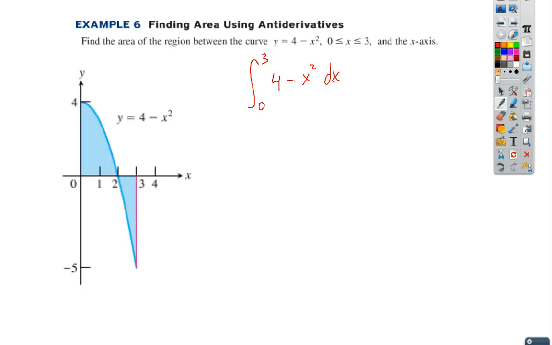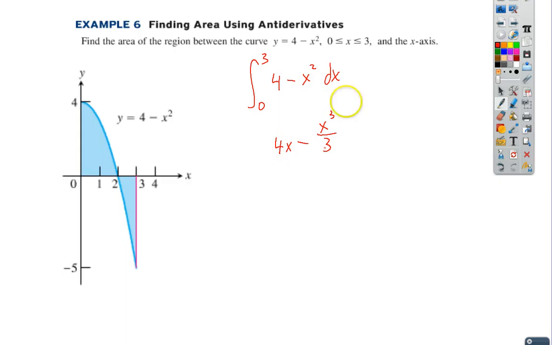I look at 4, and I say, what function when I take the derivative gets me 4? Well, that's just going to be 4x minus, I got to think what function when I take the derivative gives me a negative x squared. Well, it's got to be something with an x cubed, and I'm going to divide it by this new number on top, 3. So that's my big F. 4x minus x cubed over 3 is big F.